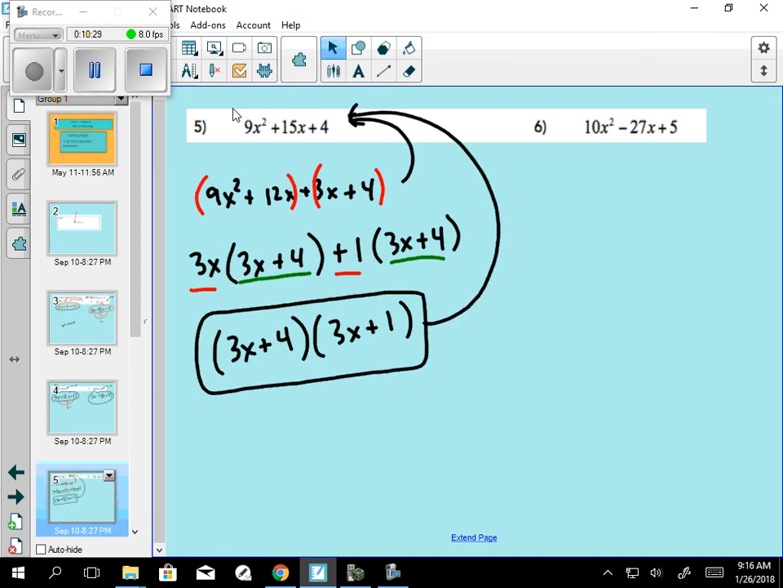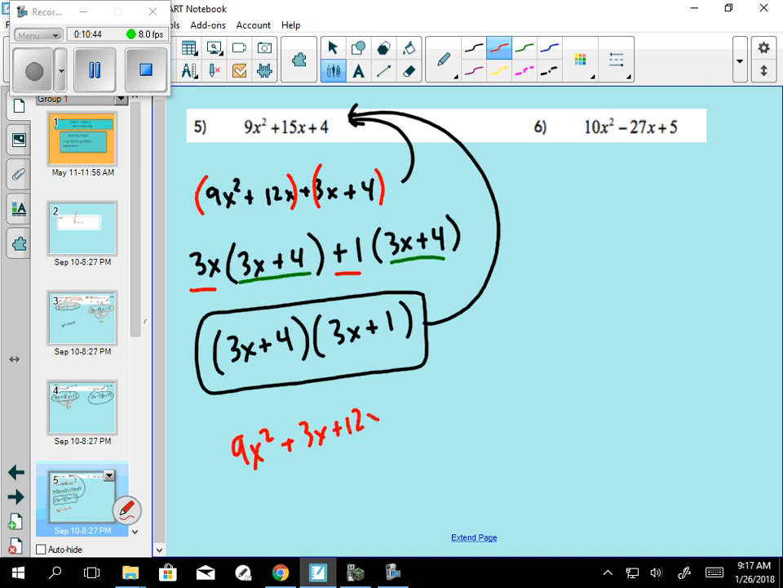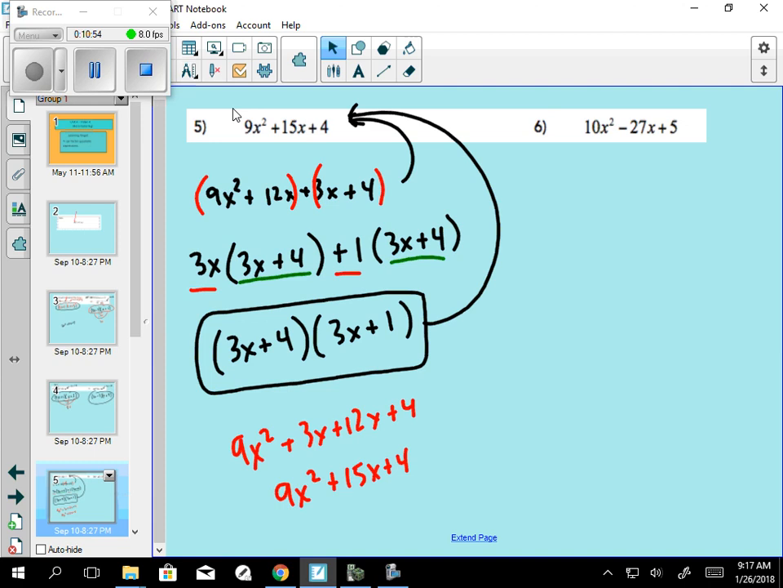Just to show you that this is the correct factoring, watch what happens when we multiply this back out. If we FOIL this out, 3x times 3x is going to be 9x squared. 3x times 1 is 3x. Multiplying the inside ones, we get 12x. Multiplying the last ones, we get 4. If we add those middle ones together, we get the same thing we started with. So it is factored correctly. That's called factor by grouping, and it's another option for you if you think it might be a little bit of a harder one.